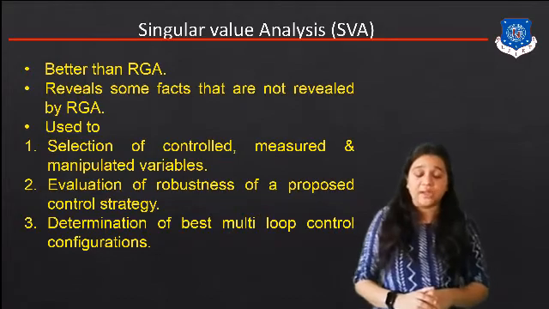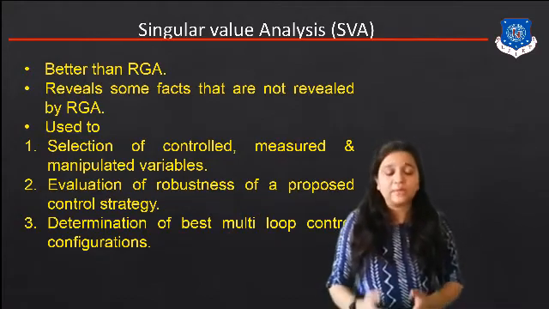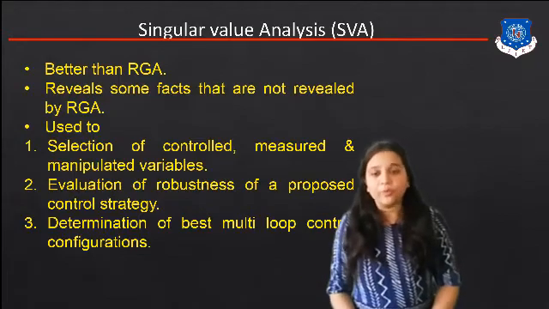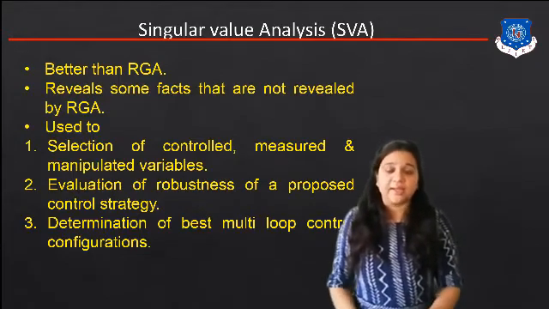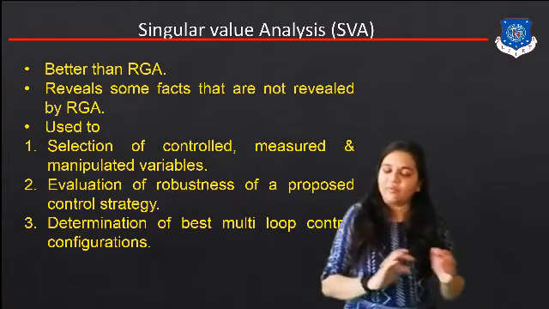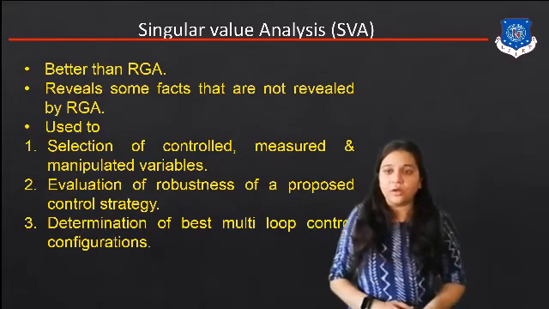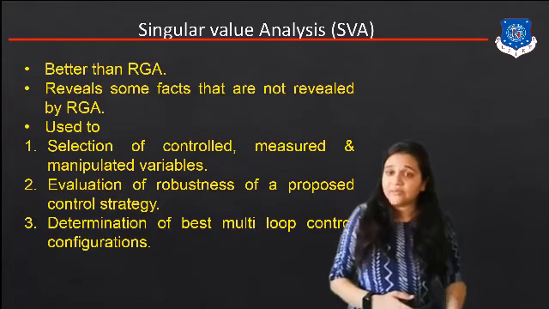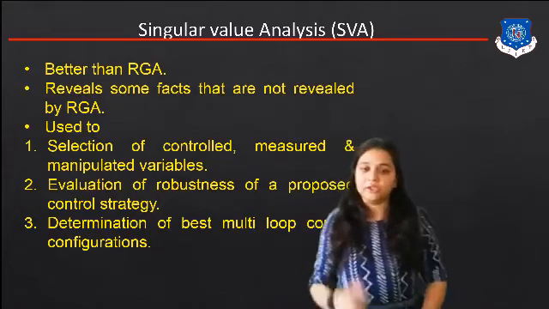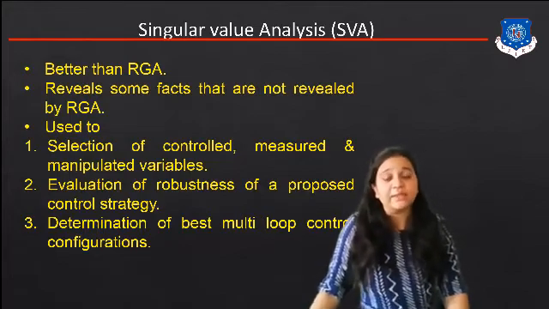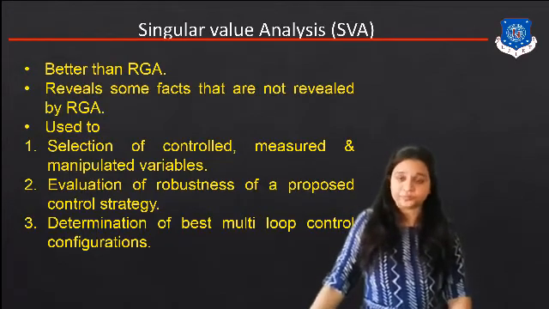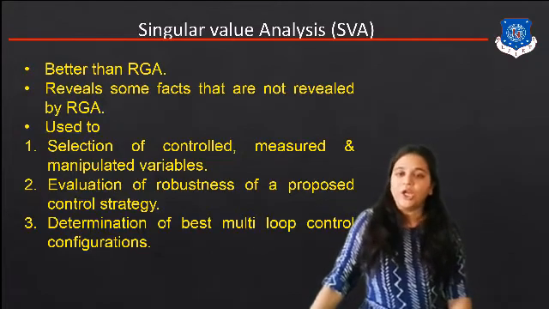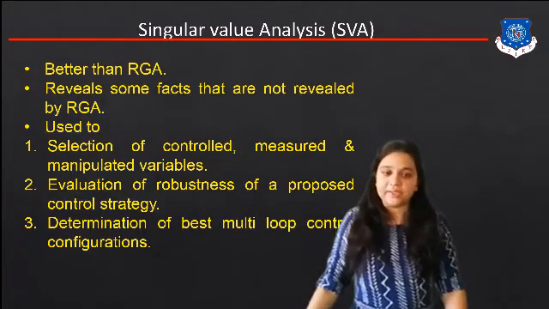If we take three inputs u1, u2 and u3 for the y1 output, so we can continuously check if u1 is equal to 0, u2 and u3 is the best. If u2 is 0, u1 and u3 is the best, or if u3 is equal to 0, the pair of u1 and u2 is the best. So using the decoupler, we can also check which pair is best for the multi-loop control configuration.